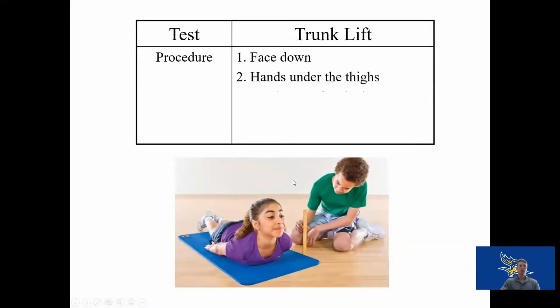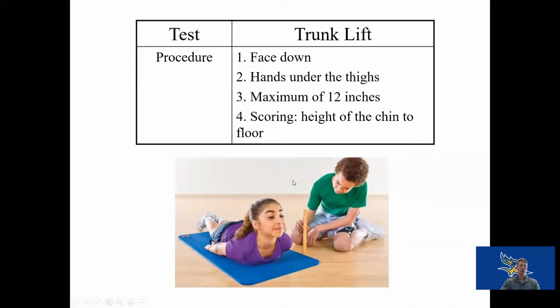Okay, with the trunk lift, we face down, hands under our thighs, and then we lift. So we're performing trunk extension, going through the spinal extension, taking the entire spine through an extension pattern. And the scoring is the height of the chin compared to the floor. Students who have more flexibility at the trunk will be able to lift higher. Those who are stronger and more flexible will be able to lift higher. The maximum is 12 inches, and then we score them based on how high they can get their chin off the ground.